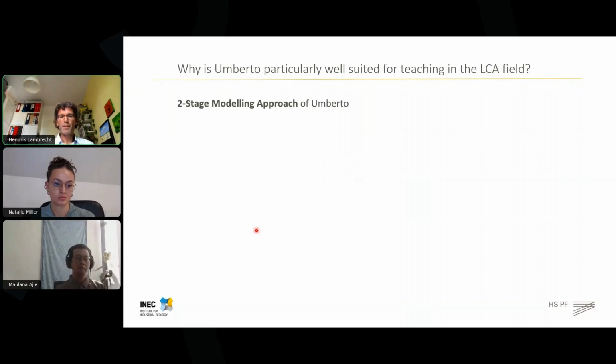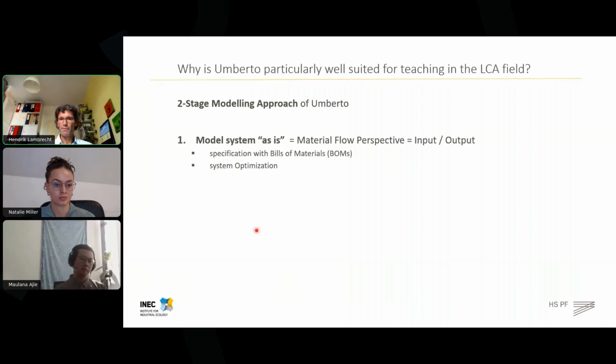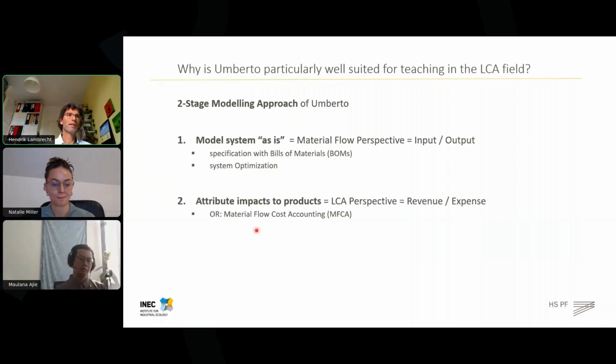For me, the most important thing that distinguishes Umberto from other software is what I would call a two-stage modeling approach. We have, on a first level, the material flow perspective. Actually, as I was introduced, I'm doing industrial ecology, and I'm coming from this direction. So first of all, we are looking at the system as it is. We're taking this material flow perspective. And then in a second level, we are adding the accounting perspective, I would call it. That is, more specifically, if we're talking about LCA, we attribute the impacts to specific products.